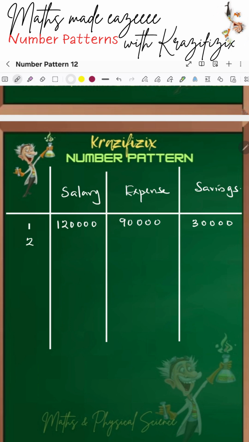Now, in the second year here, what happens? This money then increases by 12,000, and that becomes 132,000, because we're saying 120,000 plus 12,000. But the expense will increase by 15,000. So if we add 15,000 to that, we're going to have 105,000. What will be the difference, the savings? I think that should be about 27,000.